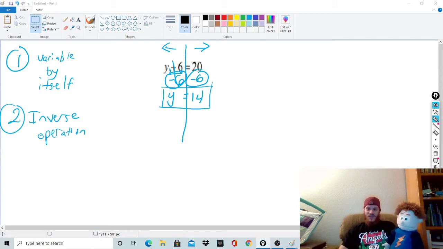And I'll just check it real quick to prove my point, Tommy. If I take 14 and plug it back into my original equation instead of y, I'm going to get 14 plus 6 is equal to 20. Does 14 plus 6 actually equal 20? Let's see.